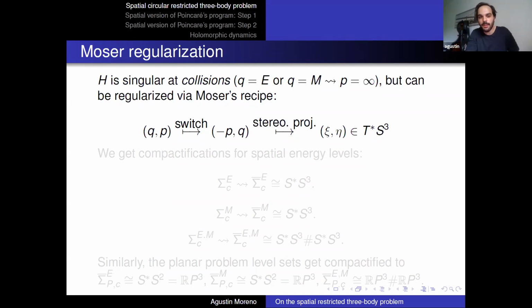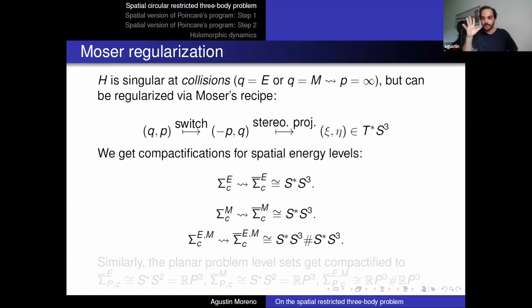So a bit more formally, the Moser recipe boils down to taking 2 maps. The first map is a switch map. You take q, p, you swap them, and you put a minus in front of the p because you want to preserve the symplectic form. Then you take stereographic projection and you get some new variables in T star 3. So now the point is that you added a point at infinity by a stereographic projection, which corresponds to the collision locus. So the effect of this recipe is that the previously non-compact level sets now actually are compact. Your component, for example, near the Earth gets compactified to a copy of the unit cotangent bundle of S3. The same for the component near the Moon.